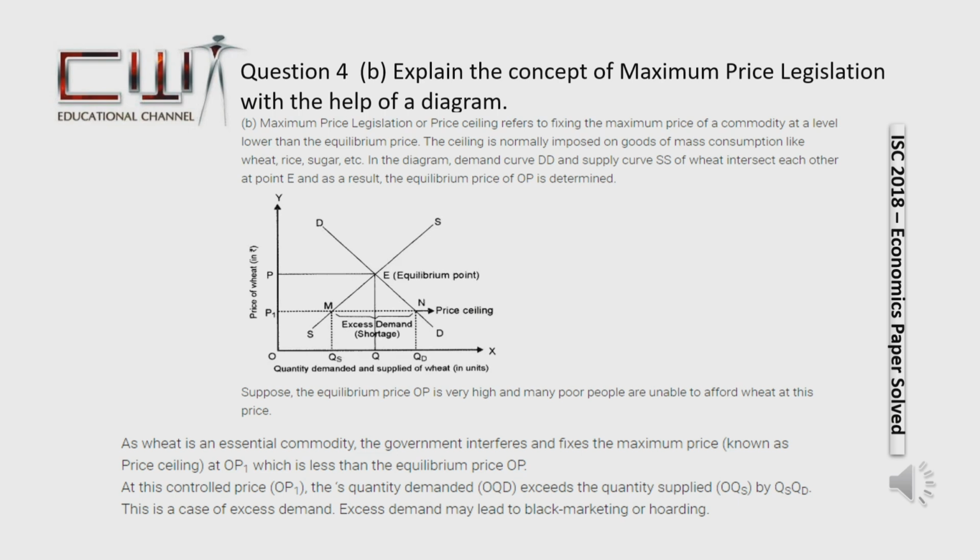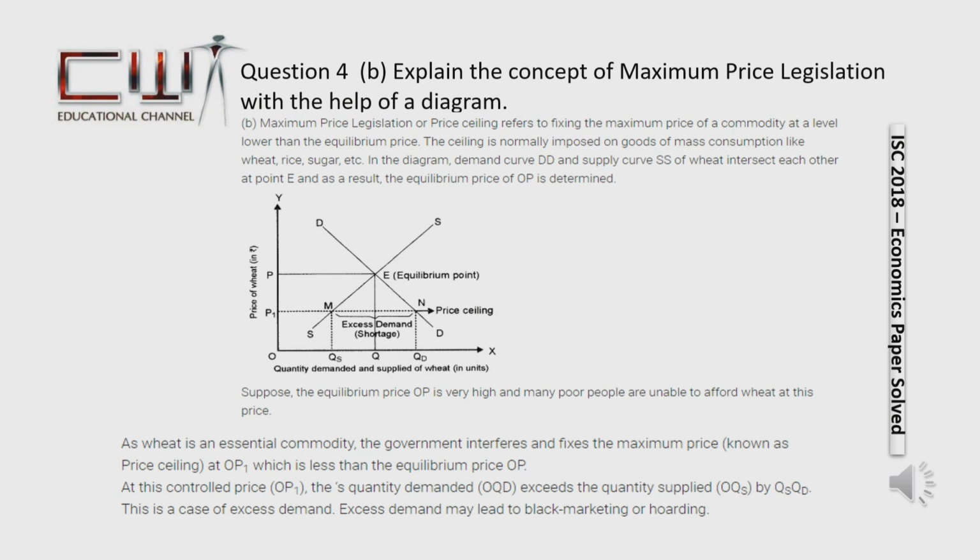Explain the concept of maximum price legislation with the help of a diagram. The maximum price legislation, or the price ceiling, refers to fixing the maximum price of a commodity at a level lower than the equilibrium price. The ceiling is normally imposed on goods of mass consumption like wheat, rice, sugar, etc.